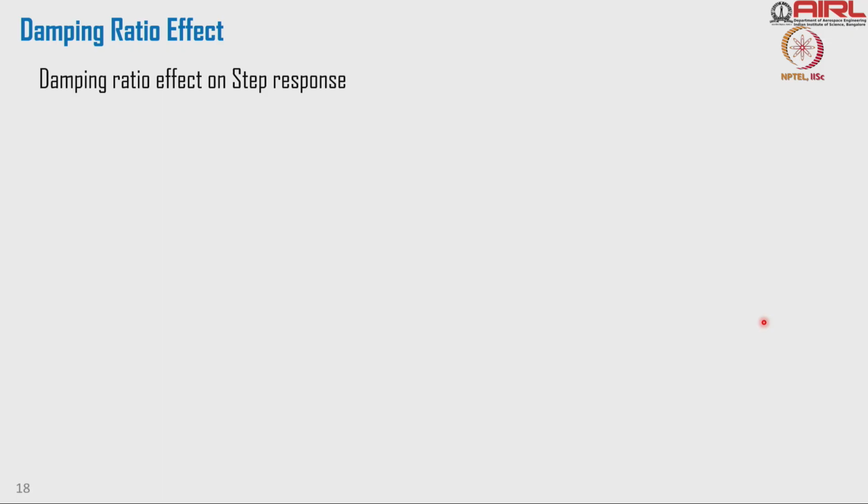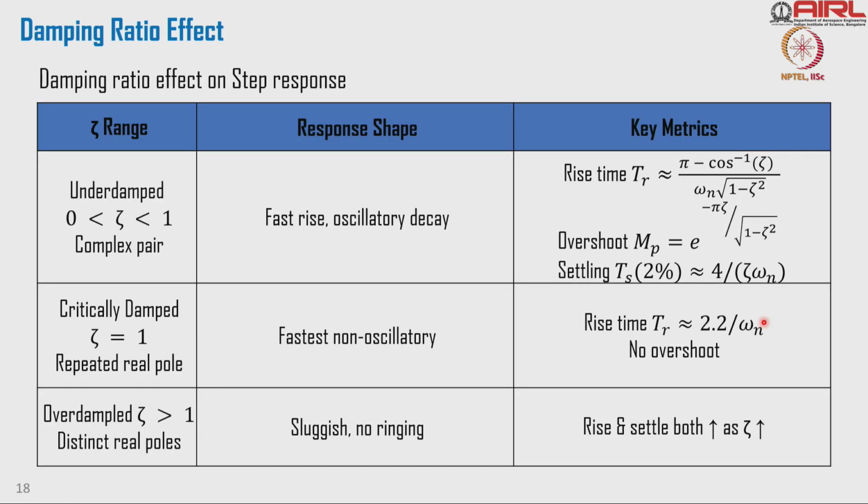Now, we look at the effect of damping ratio in a summary. If you look at what we do under damped system, if it is a complex pair, it rises fast, oscillates and decays. If it is a critically damped system, it rises fast but is not oscillatory. Over damped system becomes sluggish, right. So, if we talk about under damped system, we try to compute what is the time it takes to rise, what is the maximum overshoot that we can get, how much time it takes to die out the oscillation. These are the factors we will be measuring, right.